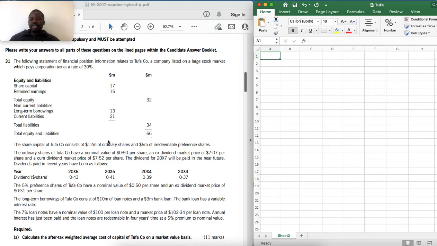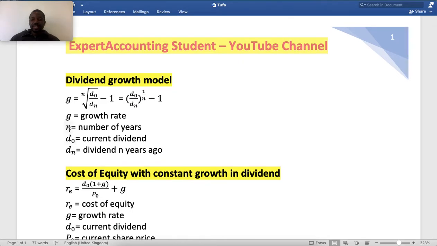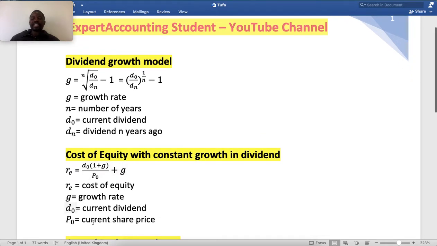We are not given sufficient information here to use the capital asset pricing model, so we'll be using the dividend valuation model in this question. For us to use the dividend valuation model, we have to calculate the growth first. So the growth is G. Then we have to find the number of years, the current dividend, and the dividend N years ago, in order to come to this formula down here to calculate the cost of equity.